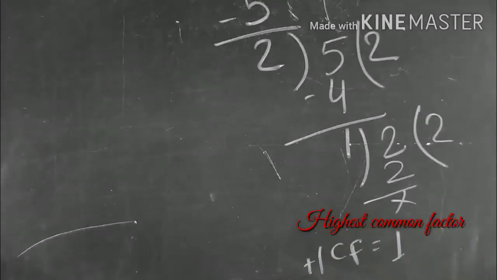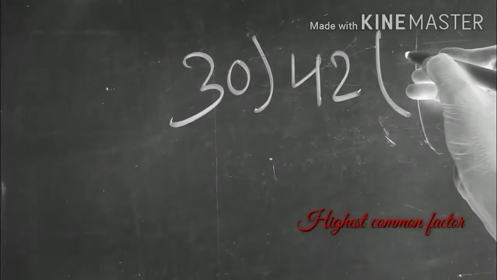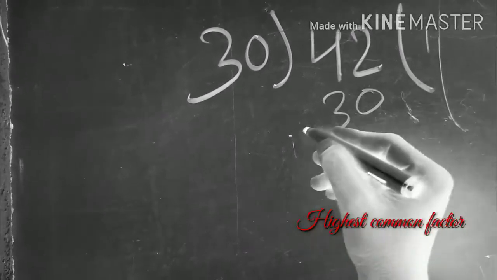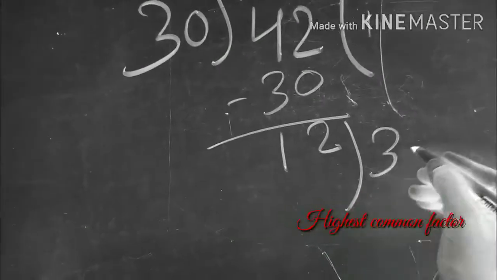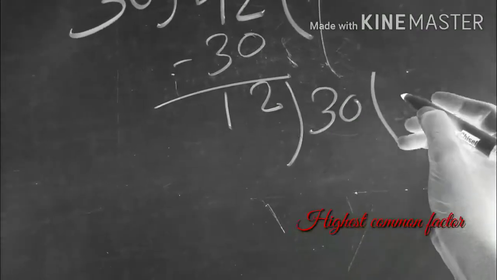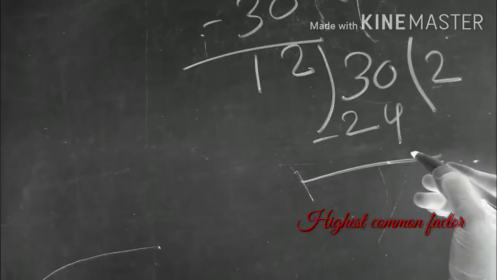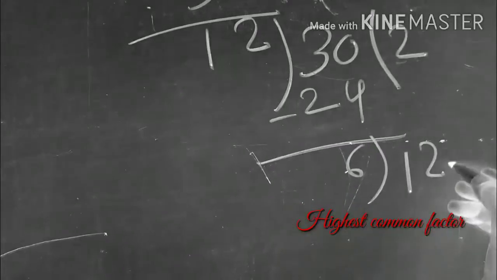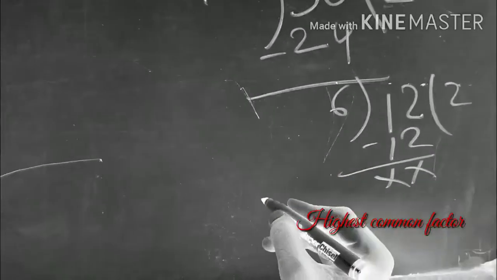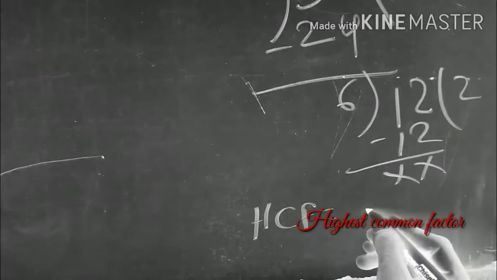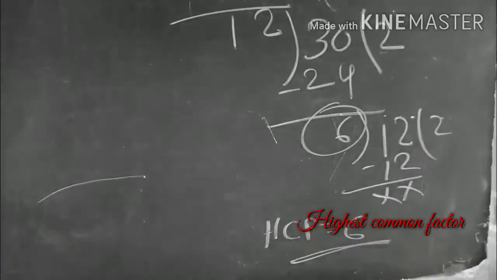We will look at some other examples. 30 divides 42, 1 time 30. 2 times 1 is 12. This 30 will come here. 12 times 2 is 24. Subtract, 6. 2 always will come here. 6 times 2 is 12. The HCF of this question is 6. This term is known as the HCF.